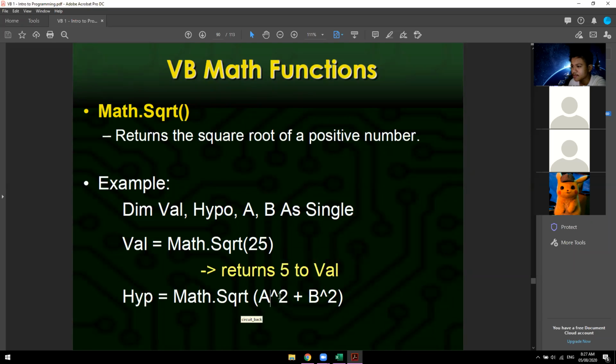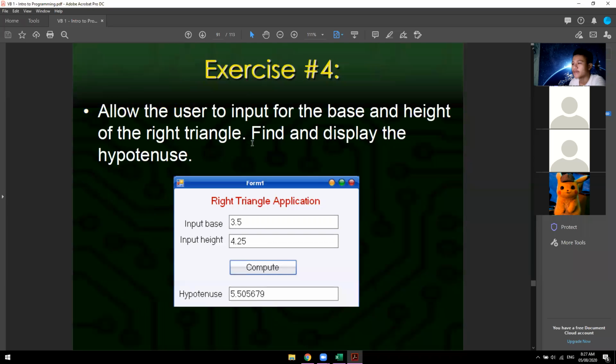Okay? So, another example is, whatever is the value of A and then B will be squared, then pagpapalasin niya, and then kung ano yung result nito will be squared. So, as you can see, this is a formula of hypotenuse. Okay, hypotenuse is equal to square root of a squared plus b squared. Okay, so exercise number 4. Nawa na ba natin to?